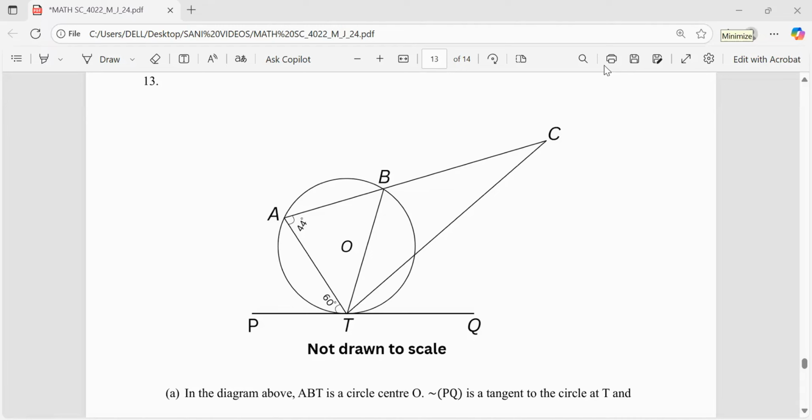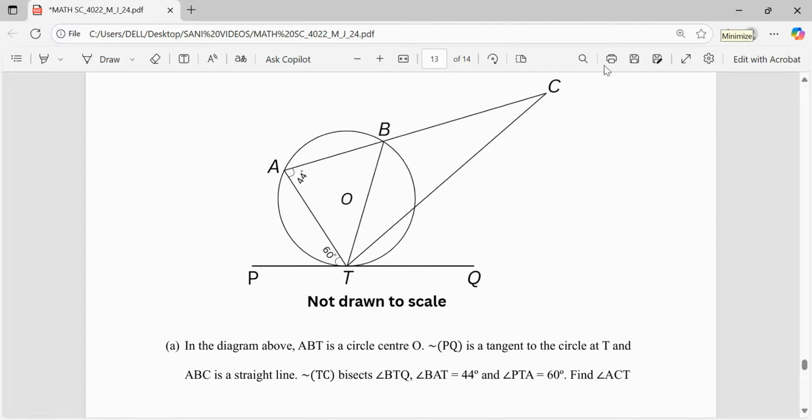Question number 13, which is the last question. This is also a question on circle theorem. In the diagram above, ABT is a circle center O, PQ is a tangent to the circle at T, and ABC is a straight line. TC bisects BTQ, BAT is 44 degrees, ATP is 60 degrees. Find ACT. All right, so let us find ACT.